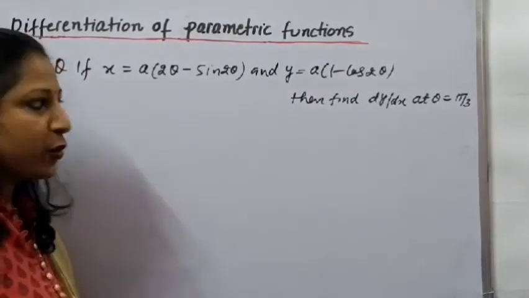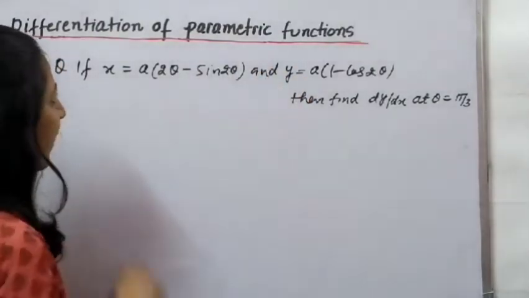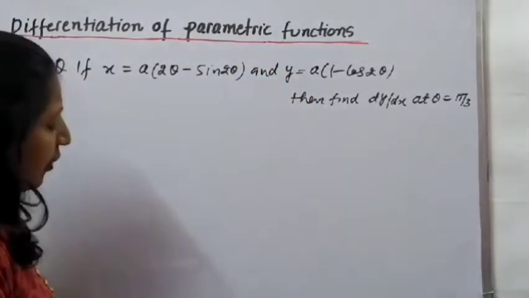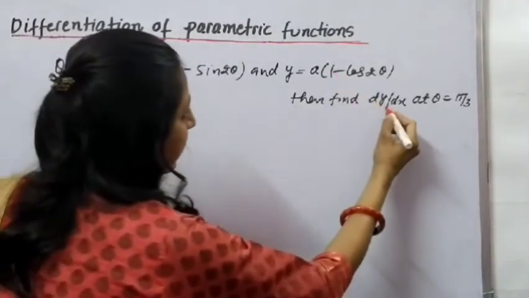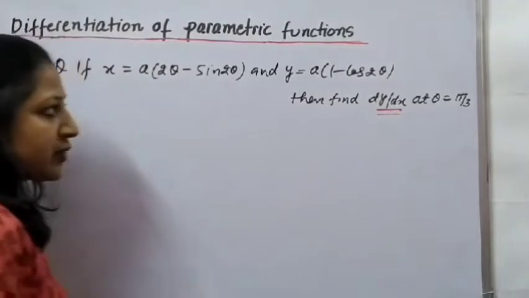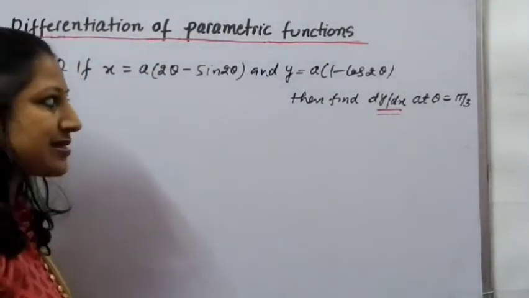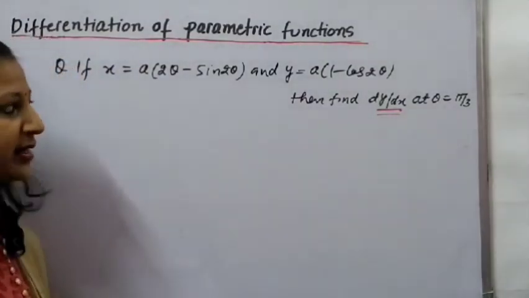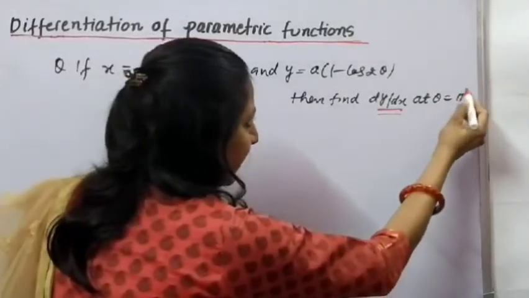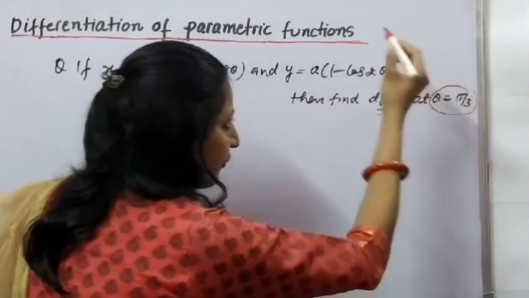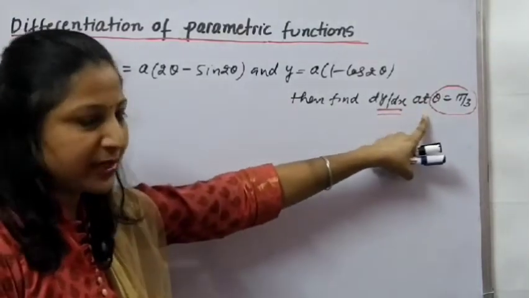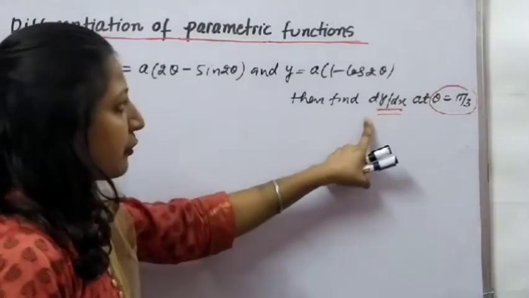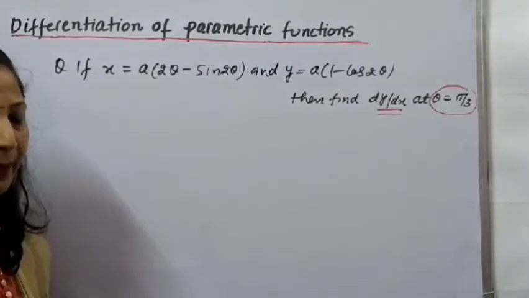Students, in this question it is given both y and x are functions of parameter theta, right? And we have to find dy by dx. So up to dy by dx, the same procedure will be followed. The question is the same, but there is one additional point, that is at theta is equal to pi by 3. So first of all, we will solve our question up to dy by dx, and I will discuss this point at theta is equal to pi by 3 later. So firstly, we will find value of dy by dx.